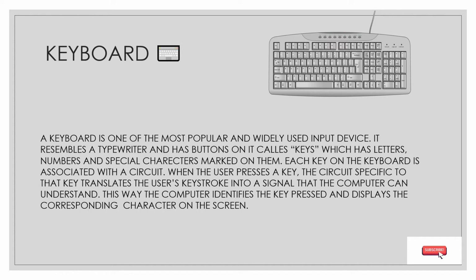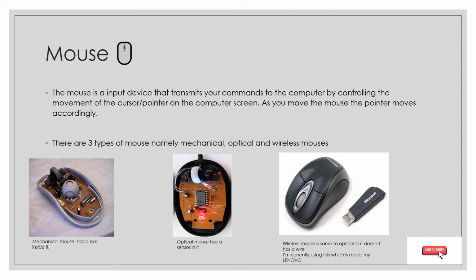Each key on the keyboard is associated with a circuit. When the user presses a key, the circuit specific to that key translates the user's keystroke into a signal that the computer can understand. This way, the computer identifies the key pressed and displays the corresponding character on the screen.